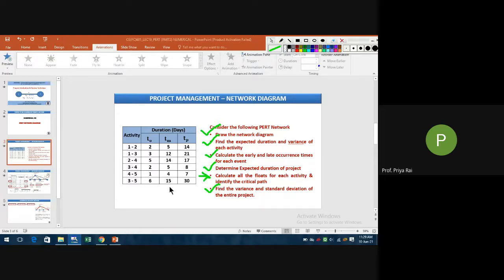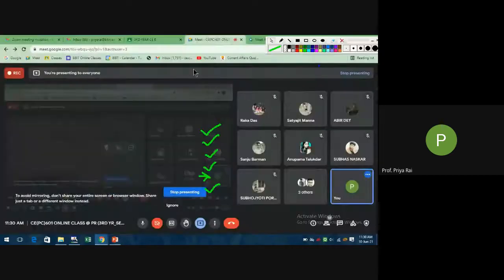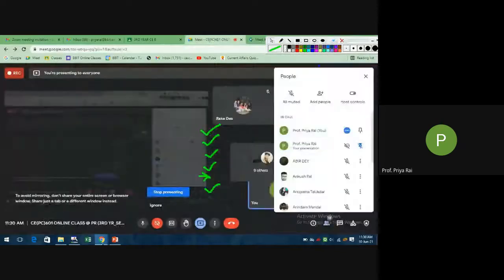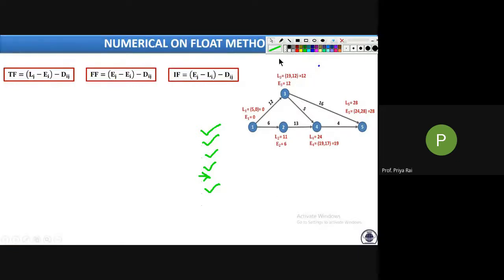We have already solved this many times in CPM. Here it is the same, the only difference is that instead of three values we have to convert them into a single value, that is Tij. Then the process is the same as in the float method. Let us see. Now you will do the calculations.